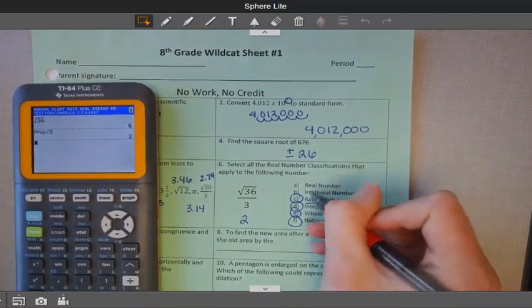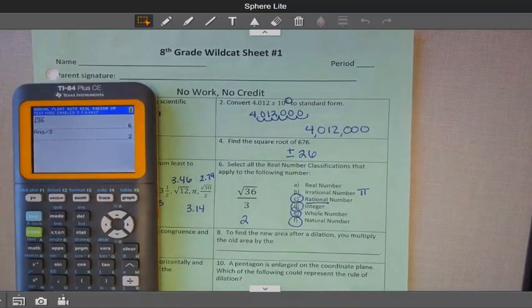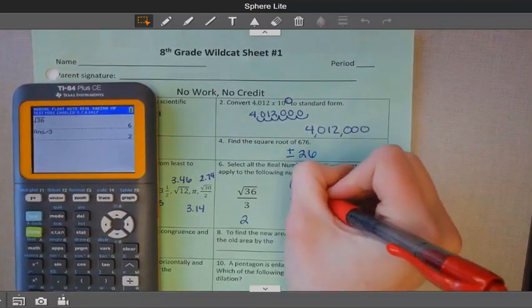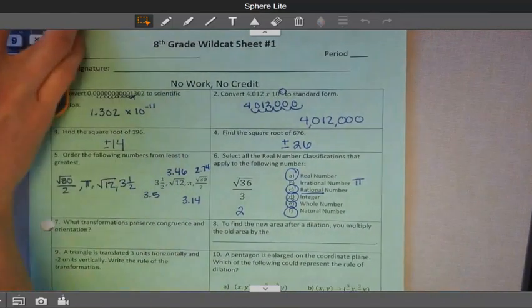Integers are also rational. Well, if it's rational, it cannot be irrational. Remember, irrational numbers are numbers like pi. They're decimals that go on forever and never repeat. And every single number I know is a real number.